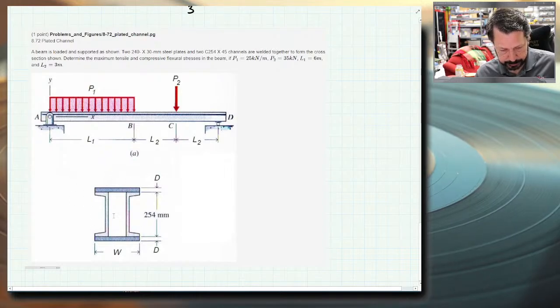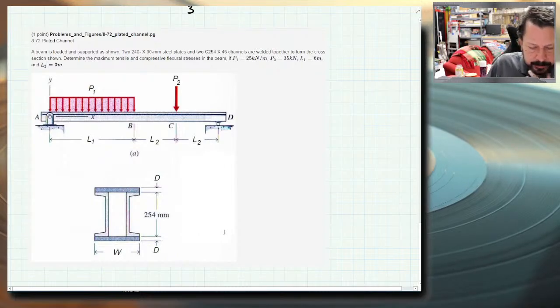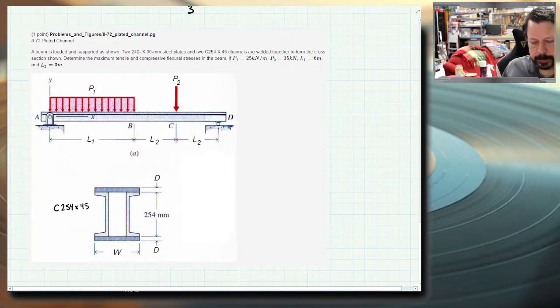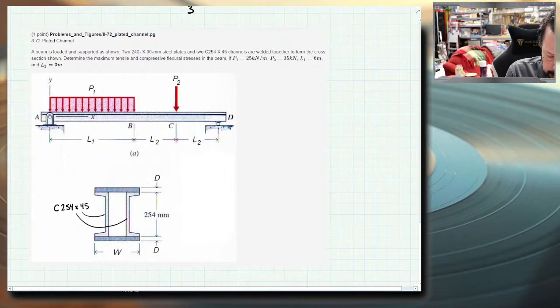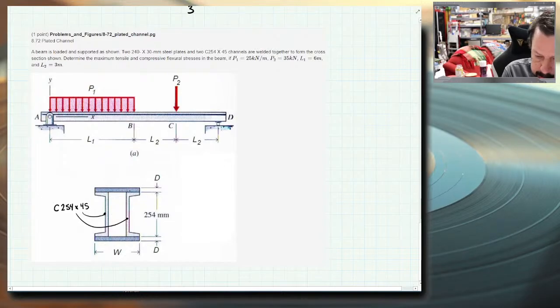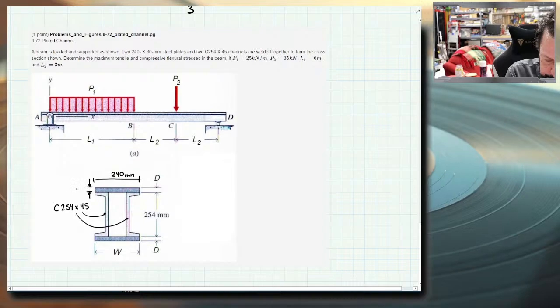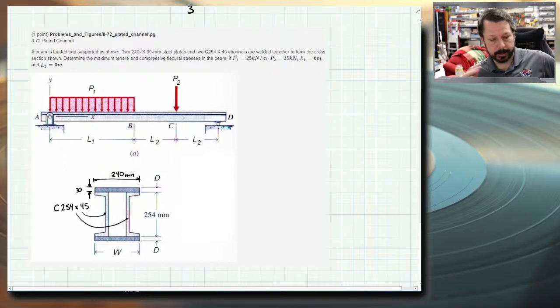So here's our cross-section that we're dealing with. We've got a couple of pieces of information. We've got that these channels are C254 by 45. So that's what the two channels are, this guy and this guy. The plates are 240, these are in millimeters, by 30. And they're both the same, so they're identical.